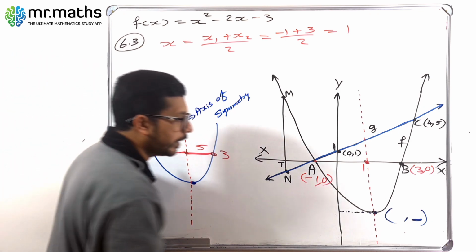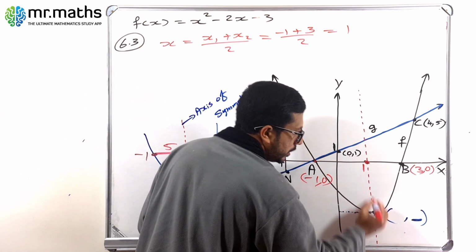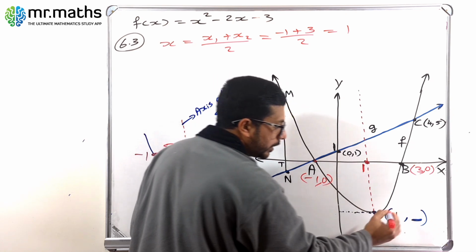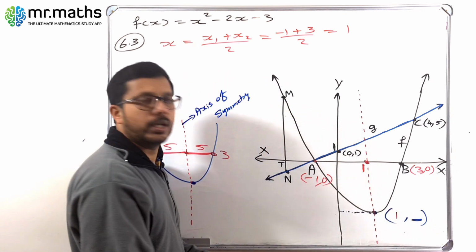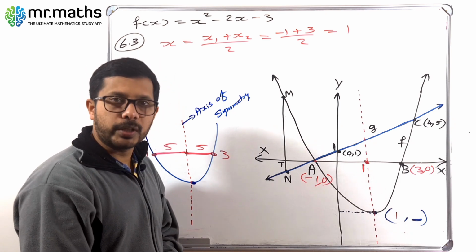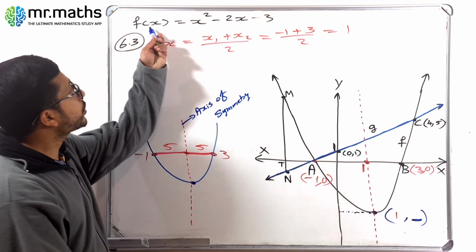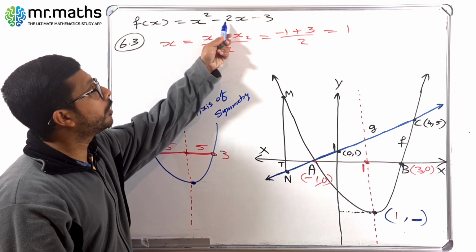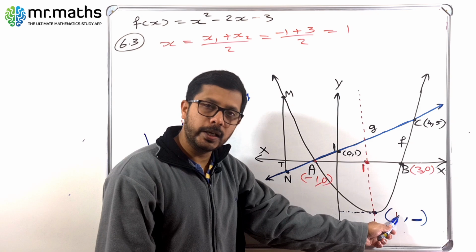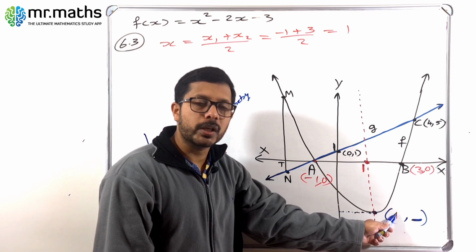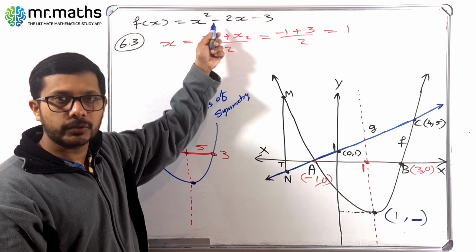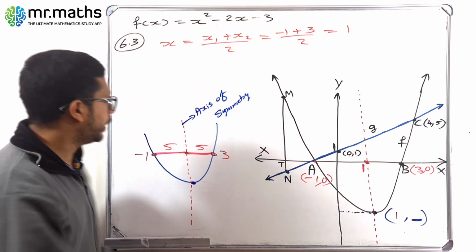So what is the x value here at this point? This is the axis of symmetry. If here the x value is 1, it means that at this point the x value is also 1. Now how can I find the y value of that point? I know the equation of that graph, y is equal to x square minus 2x minus 3. So at this point, what is the x value? I got the x value as 1. So how can I find the y value? I have to substitute that in this equation. So let me substitute that in that equation.